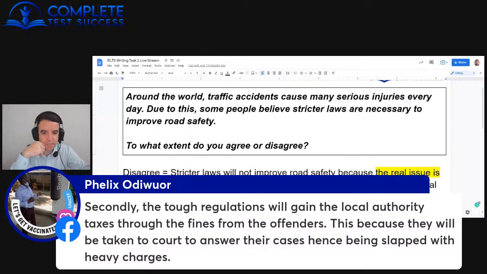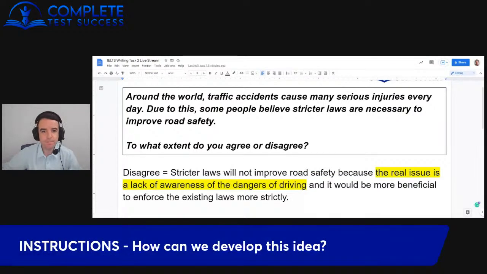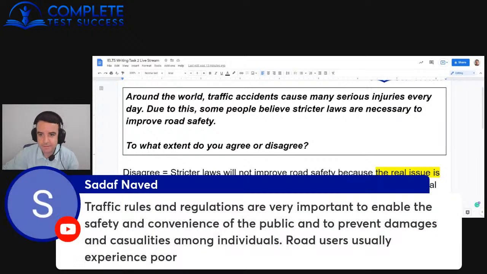Secondly, the tough regulations will gain the local authority taxes through the fines from the offenders. This is because they will be taken to court to answer the cases, hence being slapped with heavy charges. Taxes have nothing to do with this. If I'm being fined, it's less likely I care where the money is going. It's the fact that it's being taken away from me. That's the problem with the fine, that I'm losing my money for breaking the law. So what happens with that money afterwards isn't a consequence and not relevant to the question.